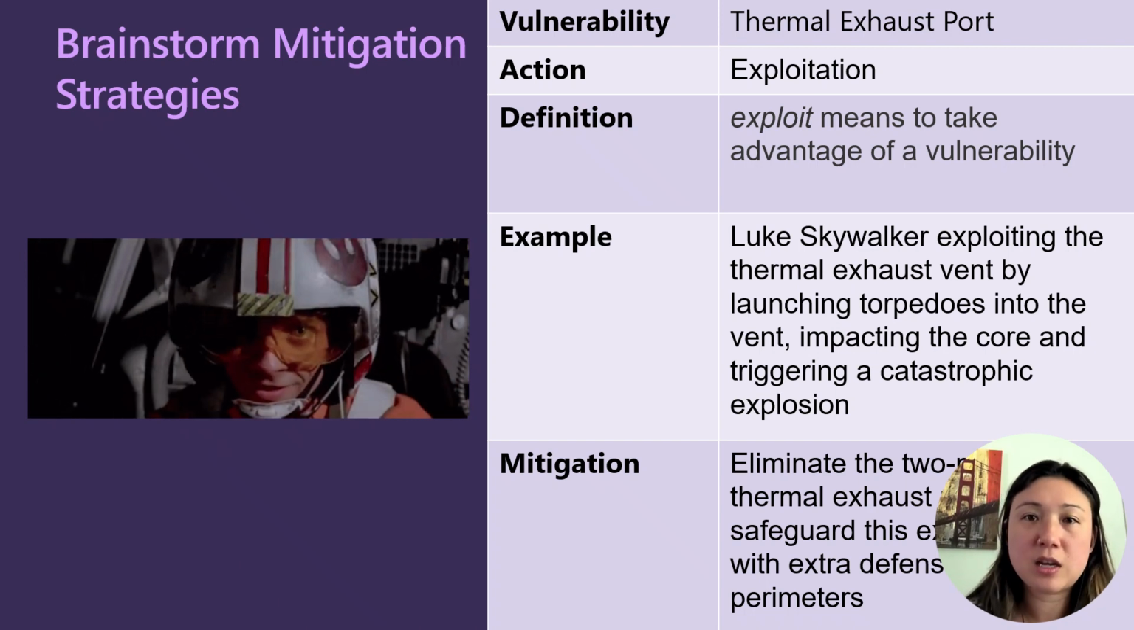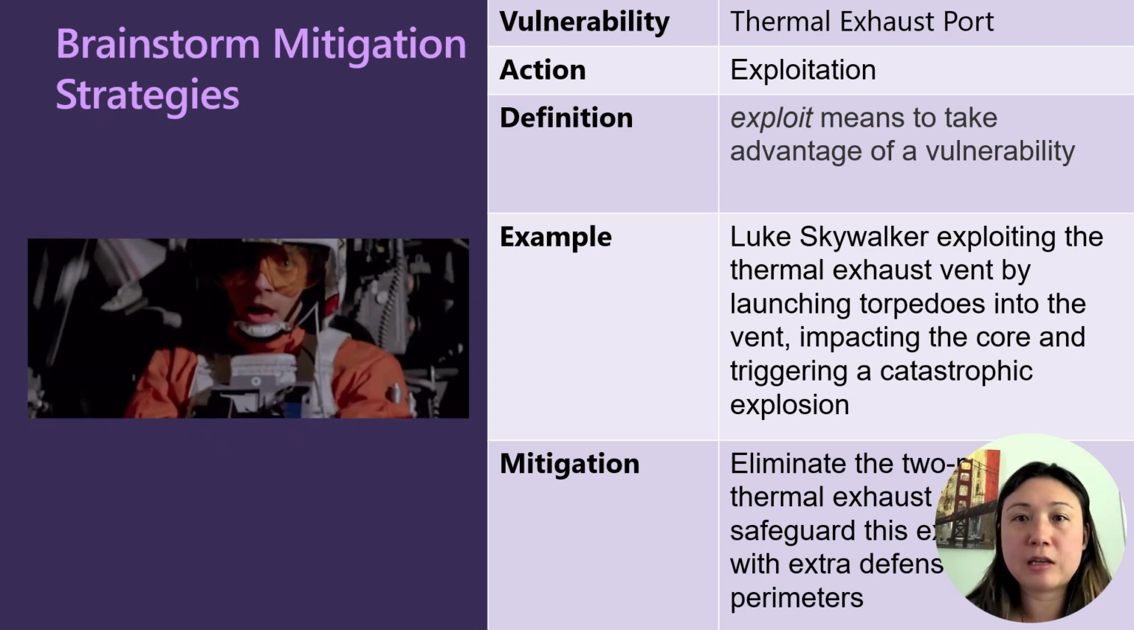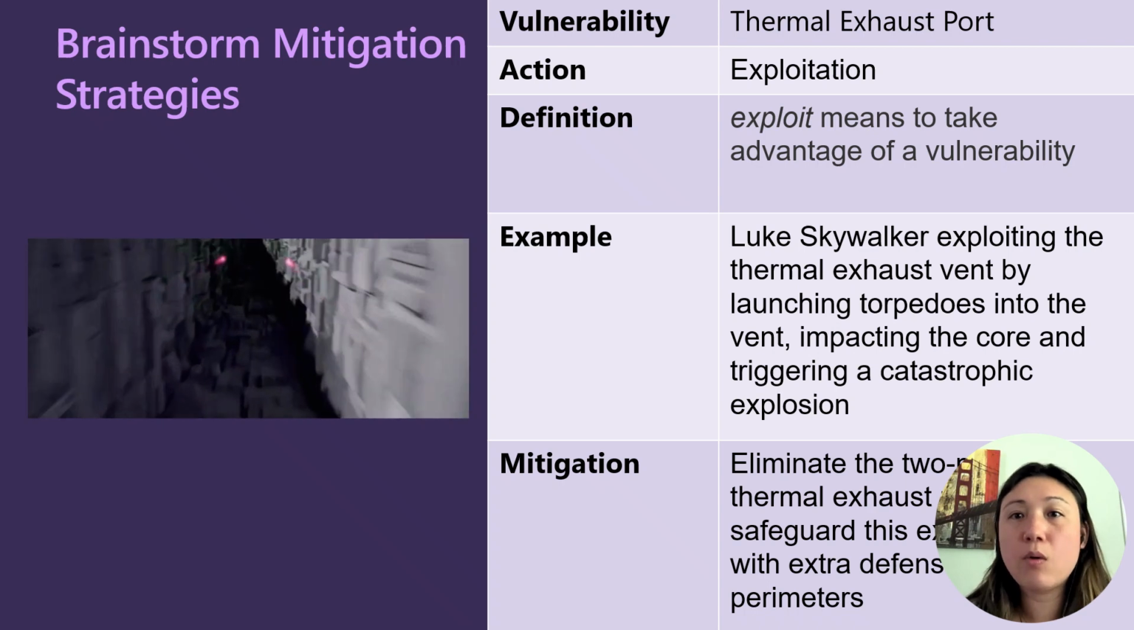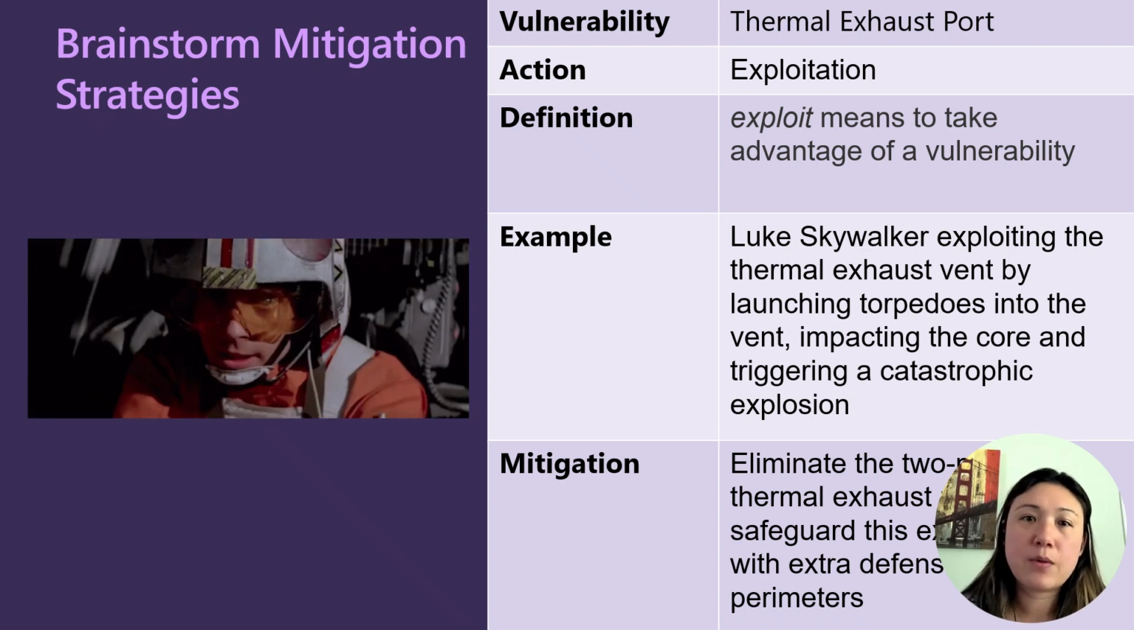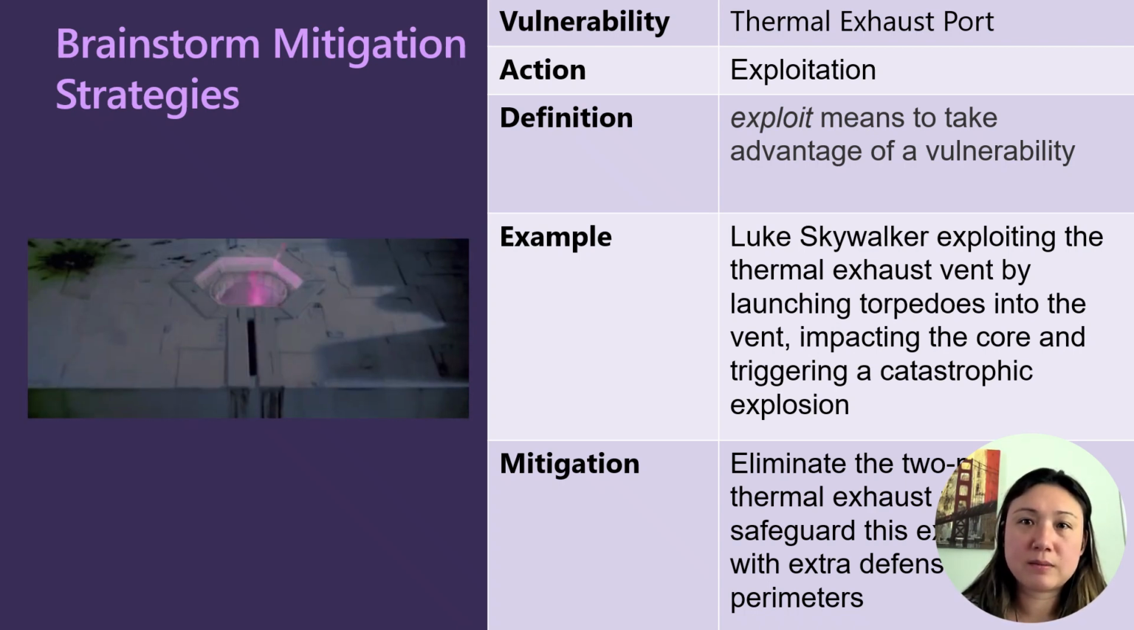Now, the mitigation against this could be to eliminate the 2-meter wide thermal exhaust port or safeguard this exhaust vent with extra defenses and perimeters.